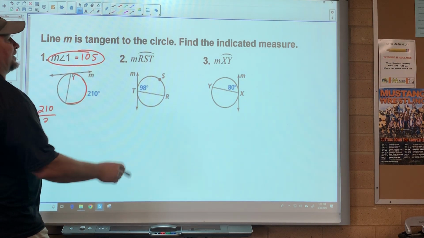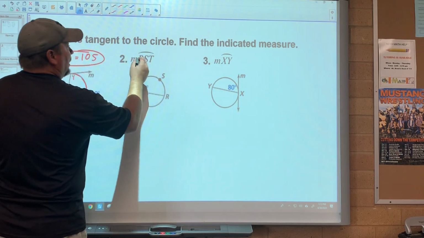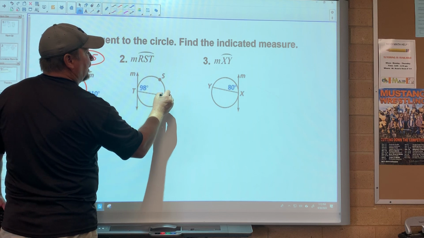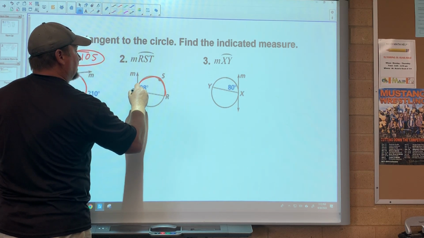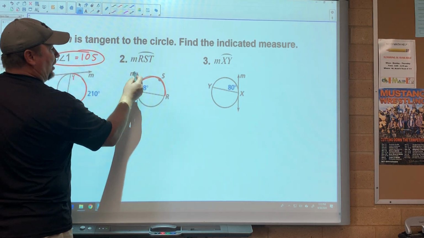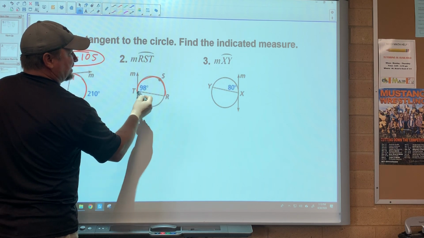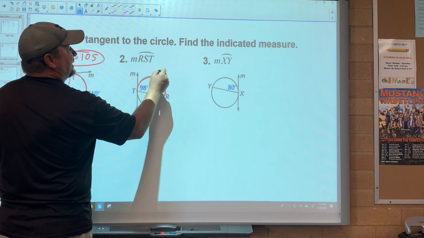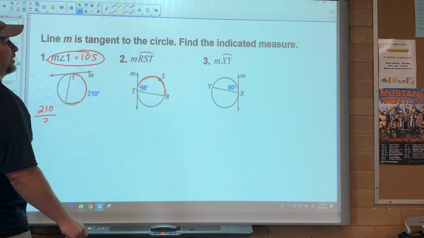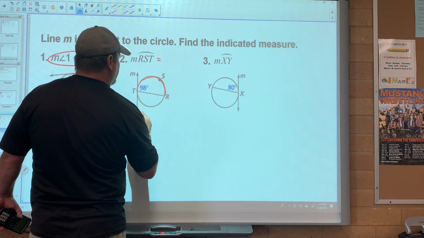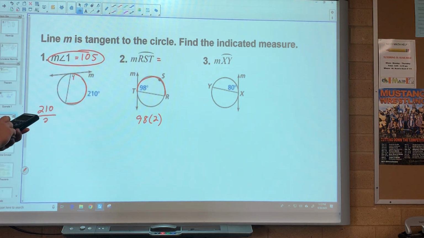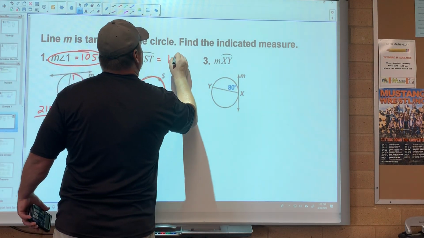This one, they want us to find the measure of arc RST. So follow the 3 letters, you guys. R, S to T, that's the one they want. And this tangent is hitting this chord and creating that angle. So this angle will be double to be the arc. So we'll take 98 times 2. 98 times 2 is 196.